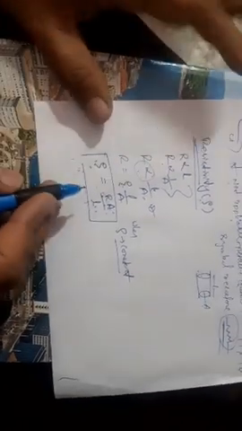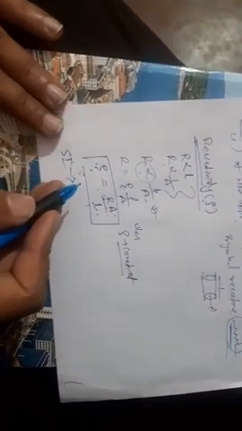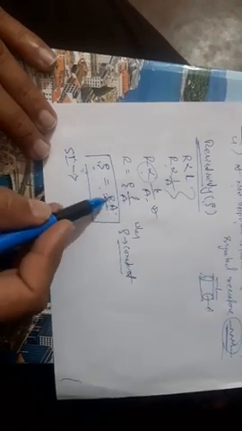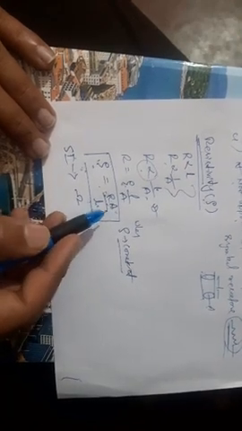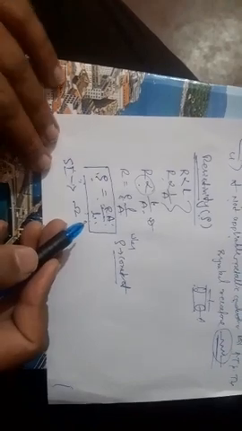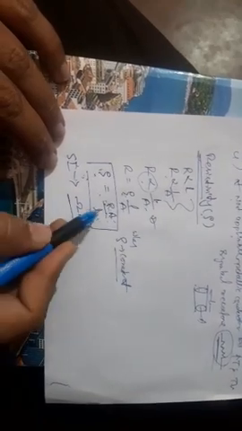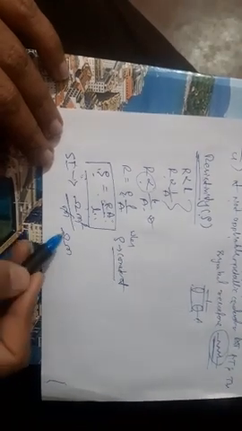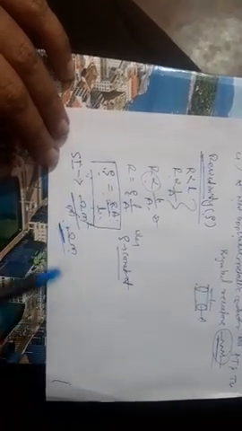And what is the SI unit of resistivity? SI unit means the international system. The unit of resistance is ohm. The definition of area is length into breadth. The unit of length is meter, the unit of breadth is meter, that is meter into meter, meter square. The unit of length is meter. Meter gets cancelled. Finally, ohm meter. Ohm meter is the unit of resistivity. That is the concept of resistivity.